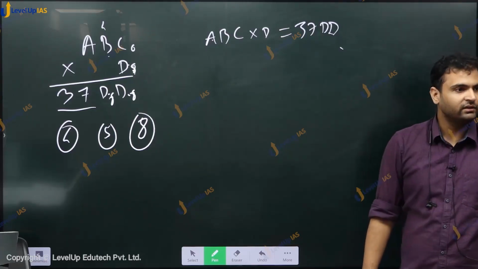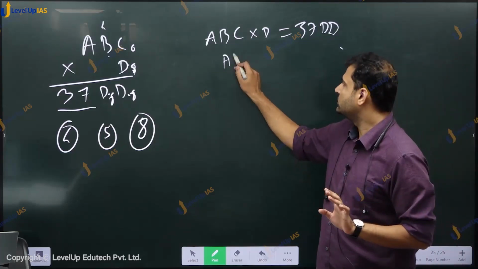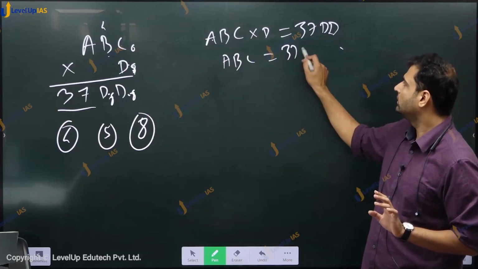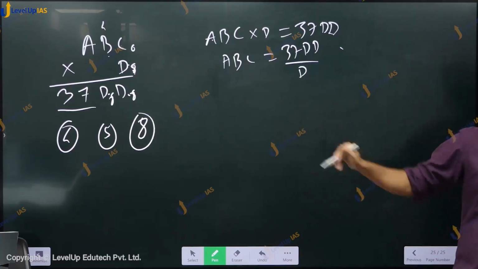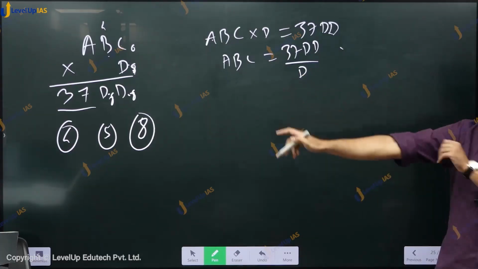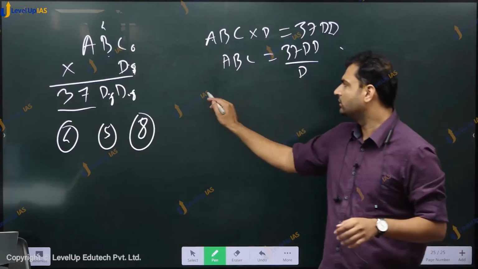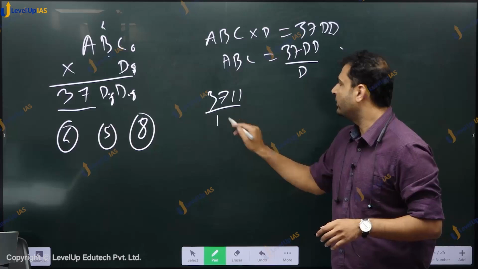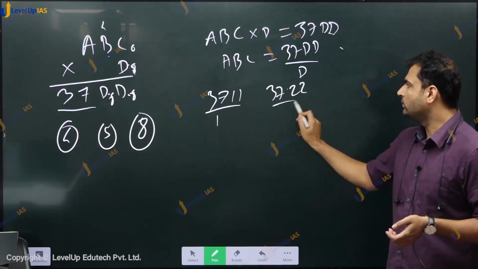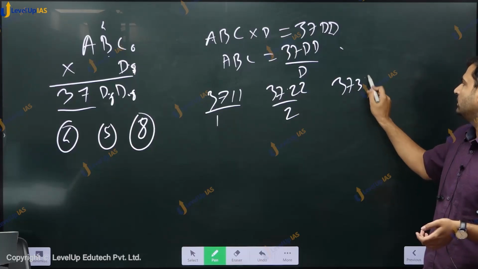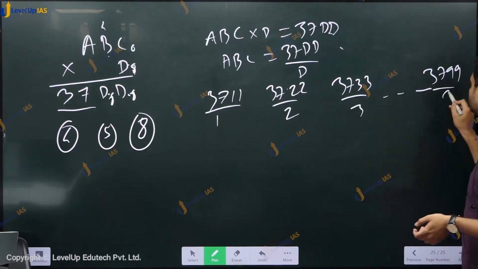How many digits are there? 9 digits है, नॉन जीरो कंसिडर करने हैं. तो ABC ये तो लिख ही सकते हो, इसमें कोई प्रॉब्लम नहीं है. डिवाइडेड बाय D, यहां तक आ सकते हो, एक ही स्टेप आ गया है. नाउ जस्ट पुट वैल्यूज ऑफ D. D को 1 डाल दो, क्या आएगा, 3711 by 1. D को 2 डाल दो, 3722 by 2, 3733 by 3, up to 3799 by 9.